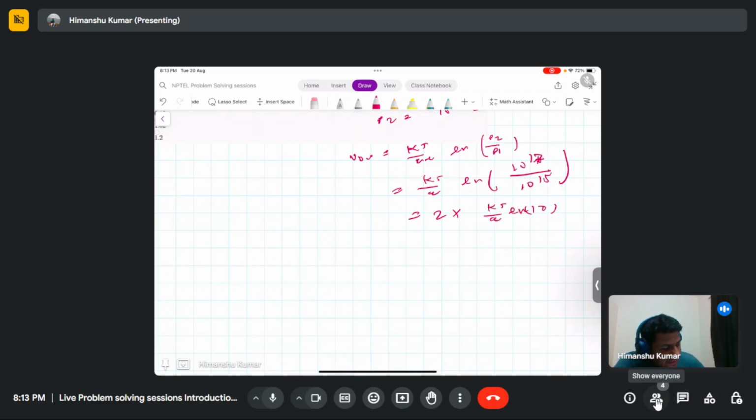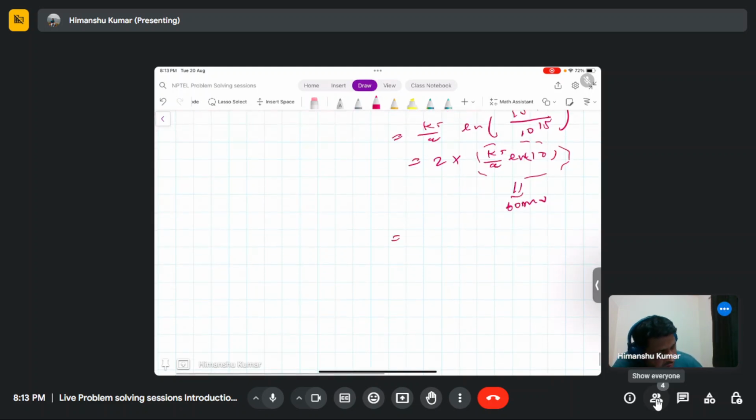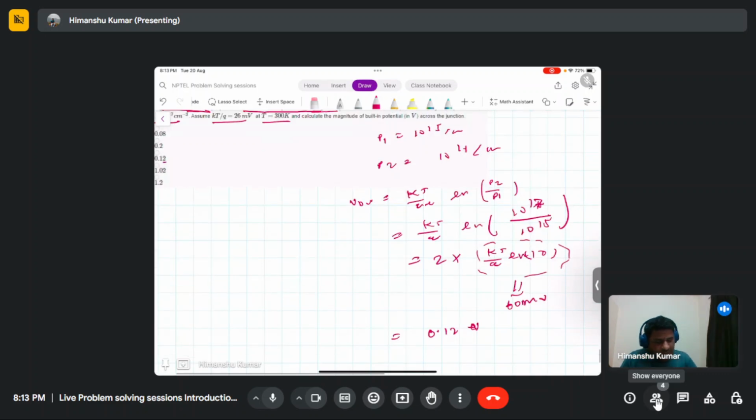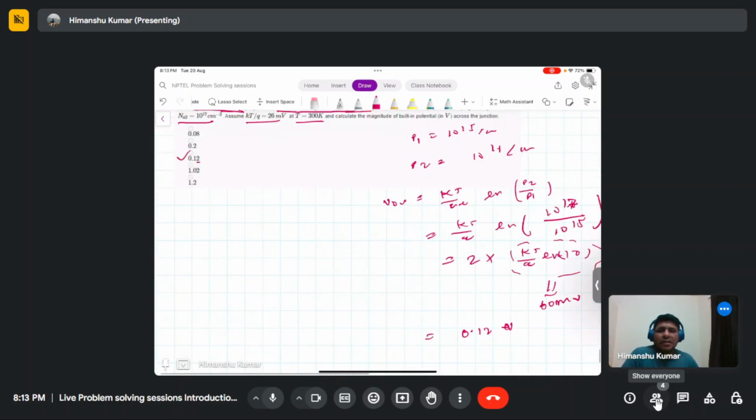As we have seen, this number is very important, it is around 60 millivolt. So you can write this as 120 millivolt or 0.12 volt. So the correct answer will be this. That's how you can solve it very quickly.